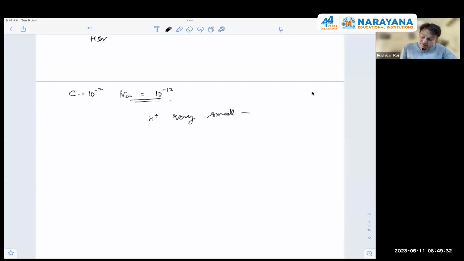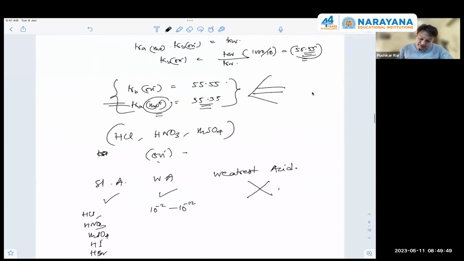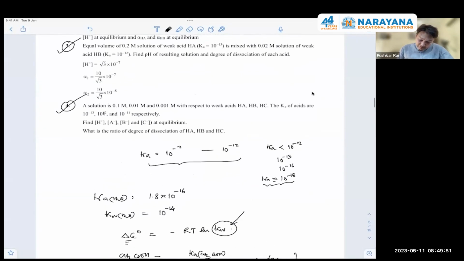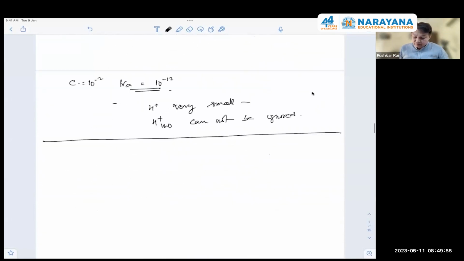If H plus is going to be very small, then H plus coming from water cannot be ignored. That is the idea. The whole idea behind this problem was this. Got it? Now I am going to take this problem with this correction and solve it. And I will do it your way, how you have done, and why I have asked this question.